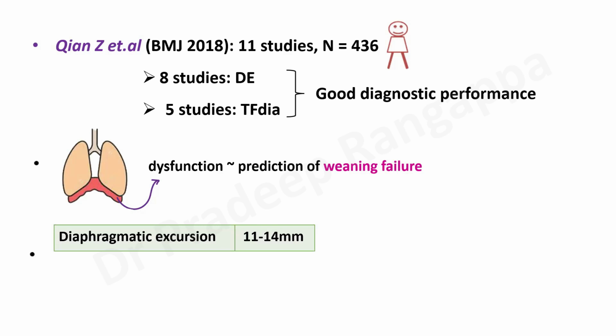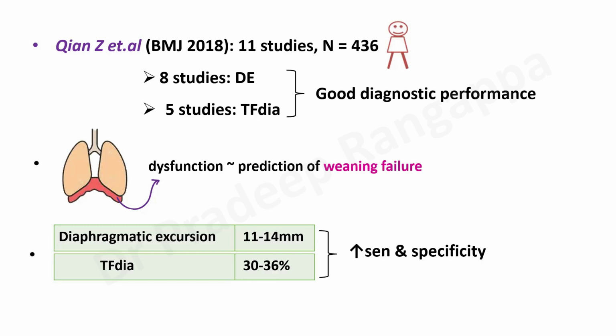And as I said, diaphragmatic excursion, we expect it to be 11 to 14 millimeter. If it is less than 10, definitely they would fail the weaning. And thickness fraction of diaphragm should be somewhere between 30 to 36%. If it is less than 30%, it's a clear indicator of failure to wean. And this has increased sensitivity and specificity.